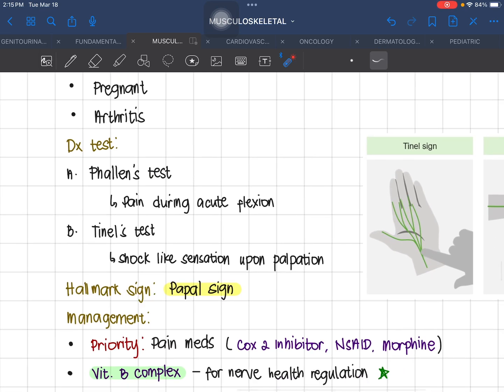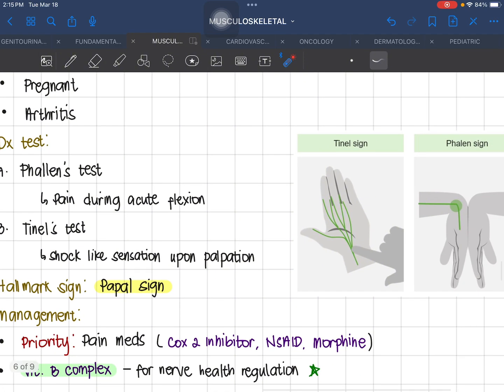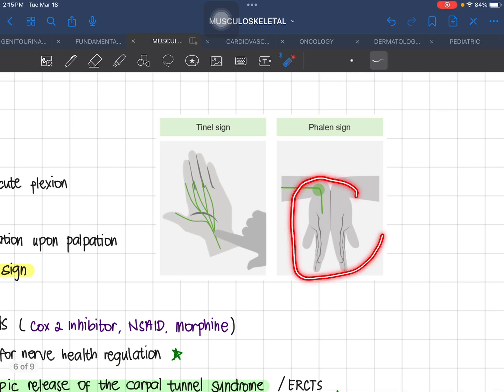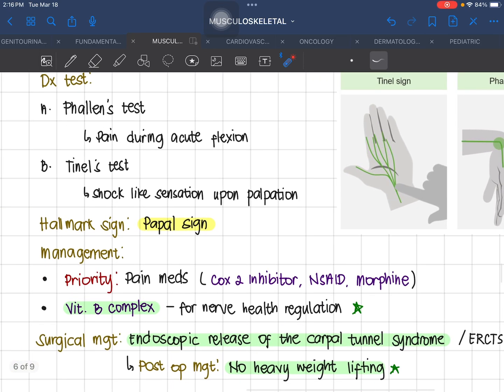So, ang diagnostic test natin dito kay carpal tunnel syndrome is mayroon tayong tinatawag na Phalen's test. So, naka-experience tayo ng pain kapag may acute flexion. Finaflex, and then, makaka-experience ka ng pain dito kung ito yung affected. Kung ito yung meron kang pain, yung dito yung affected area mo. So, may pain ka dyan. Phalen, yung acute pain during acute flexion.